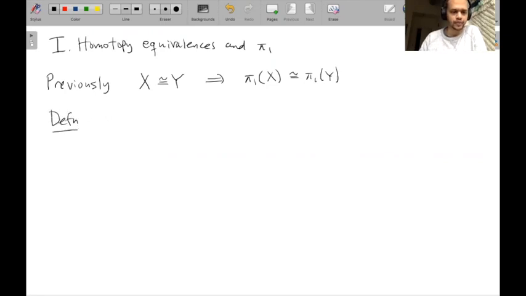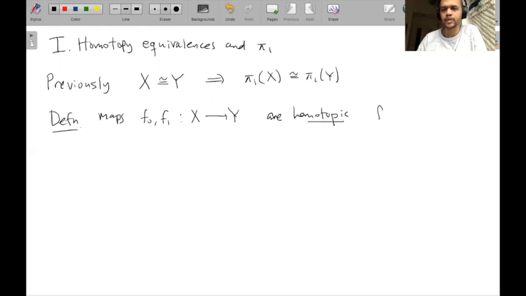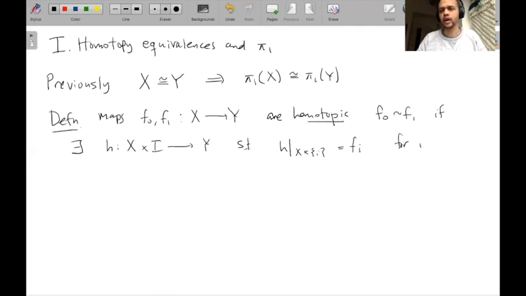So the main definition, well, there's two definitions. So first we say maps F0 and F1 between two spaces, X and Y, are homotopic, which we write in this way, if there exists a map, let me call it H, from X times the interval into Y, so that H restricted to X times {i} is Fi for i equal to 0 and 1.